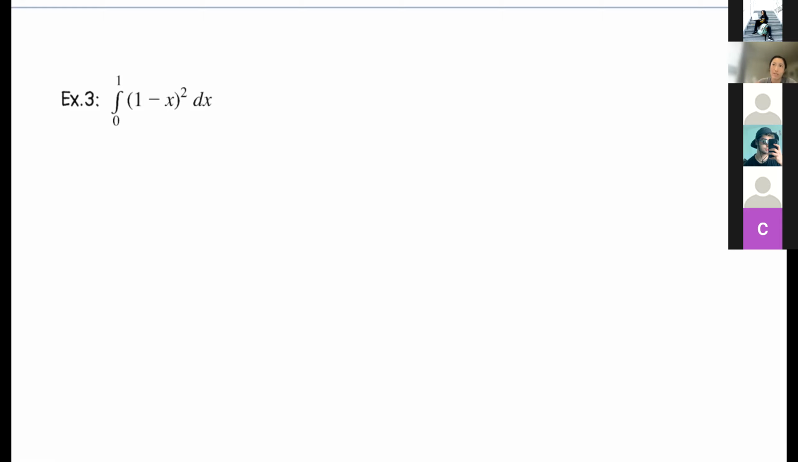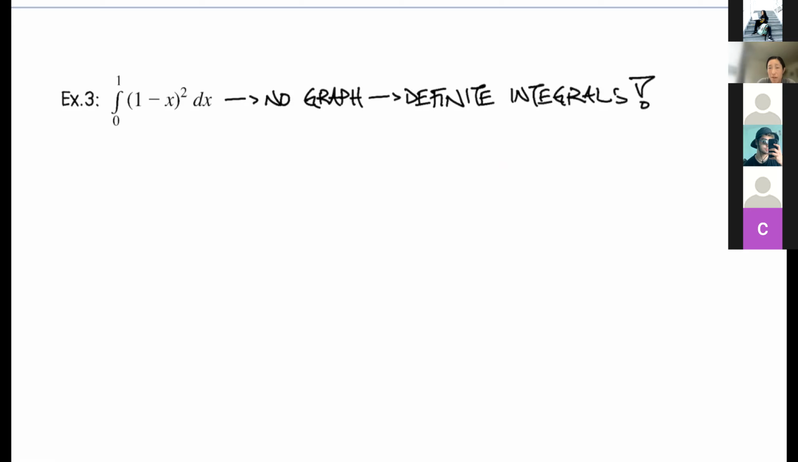And yes, Eric, I think that's a really good point. Okay, so no graph. We're going to use definite integrals. And I know it's definite because I have a number on the bottom and a number on the top. So 1 and 0. And my function 1 minus x, that quantity squared. And I know I'm looking for area because I have the integral symbol and that dx.